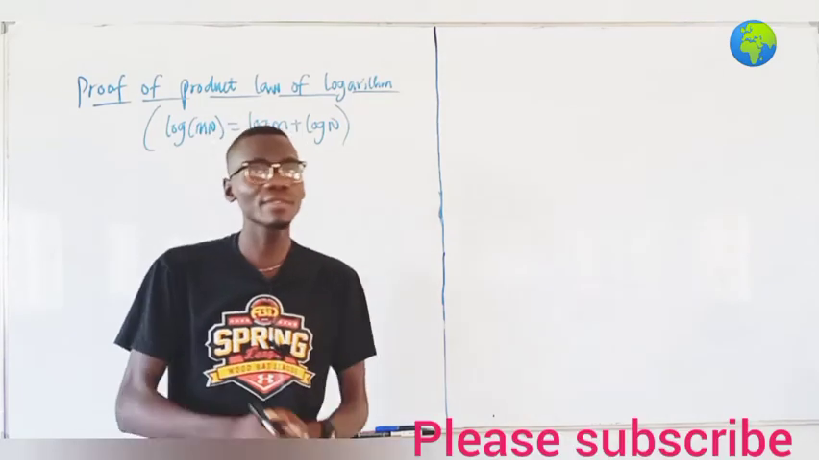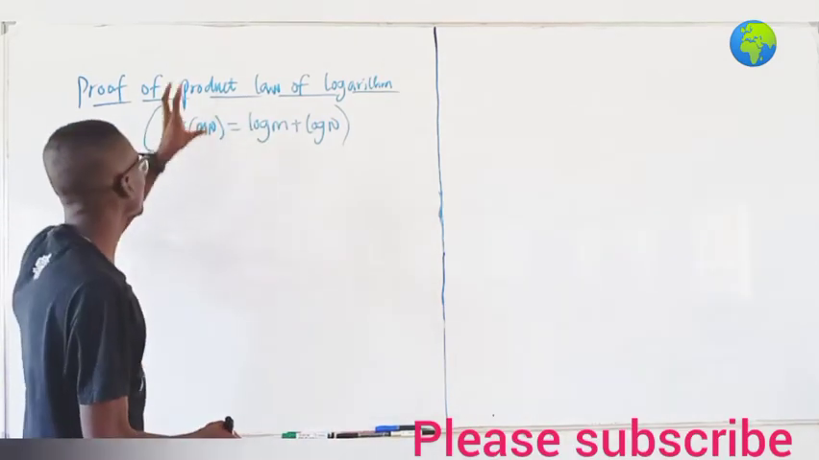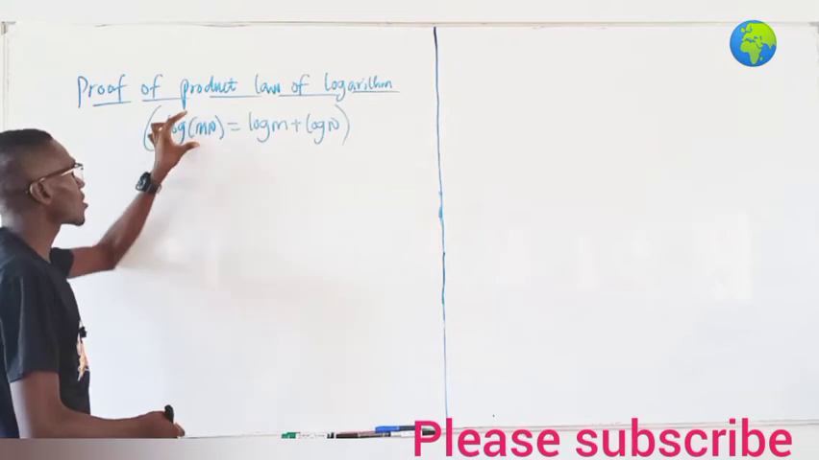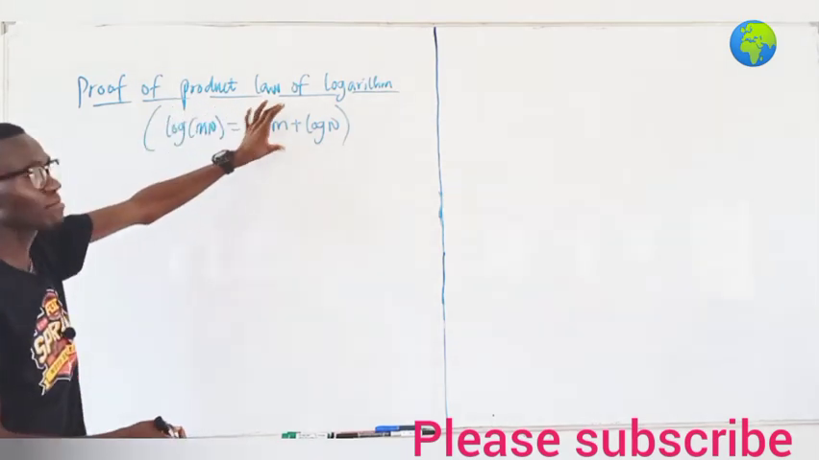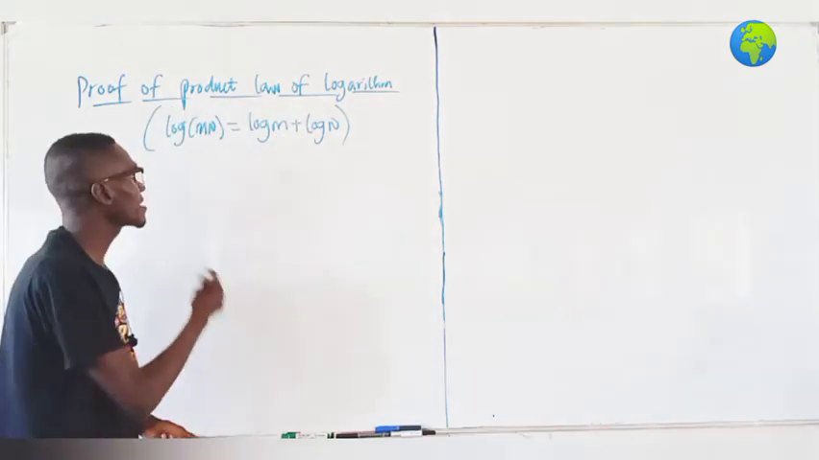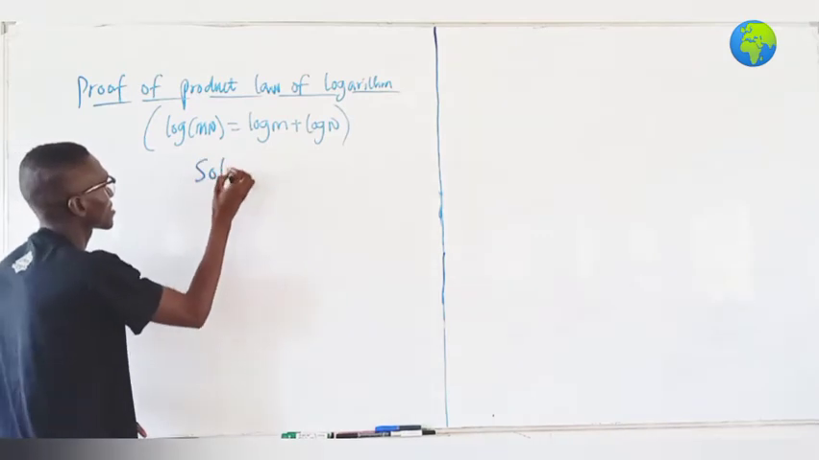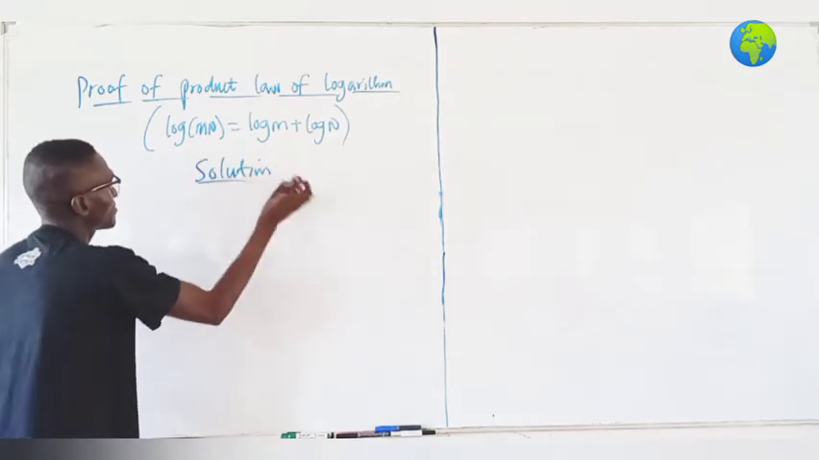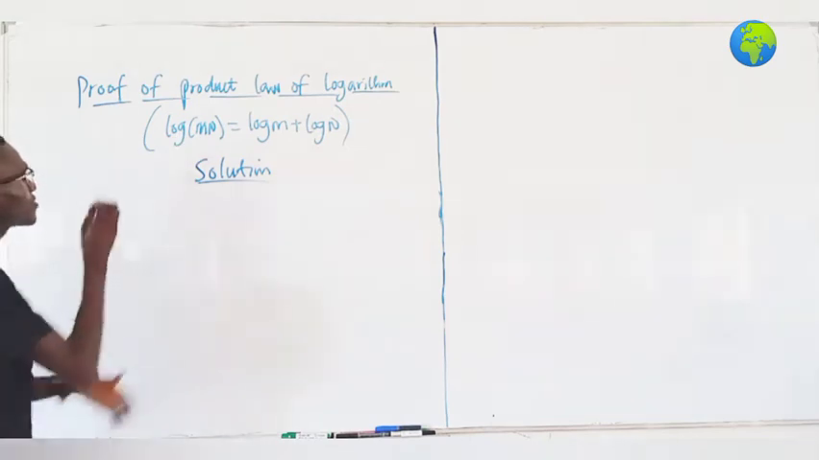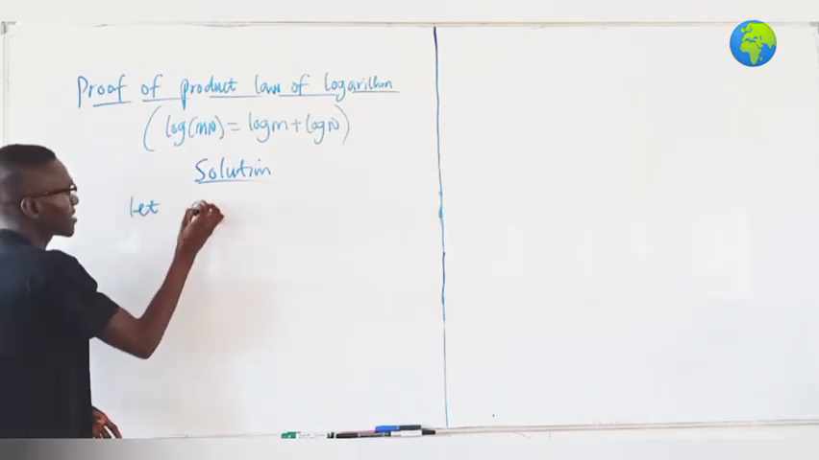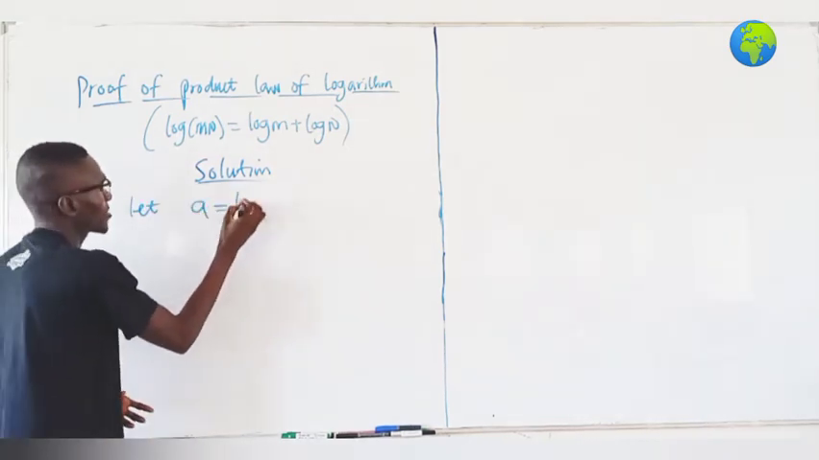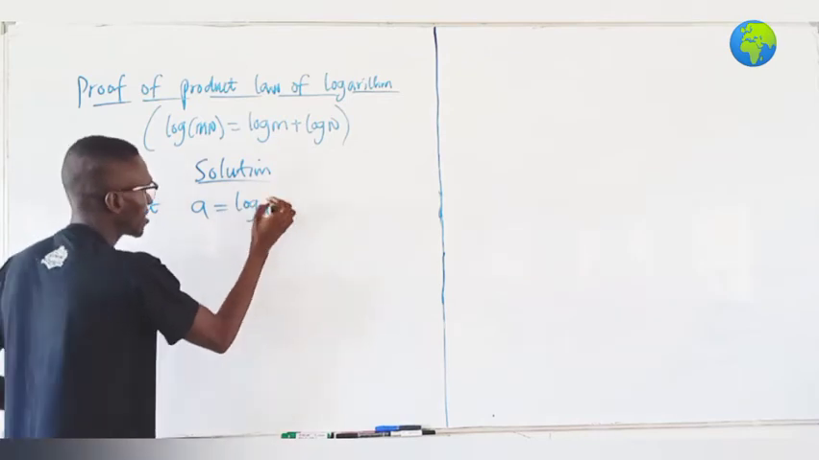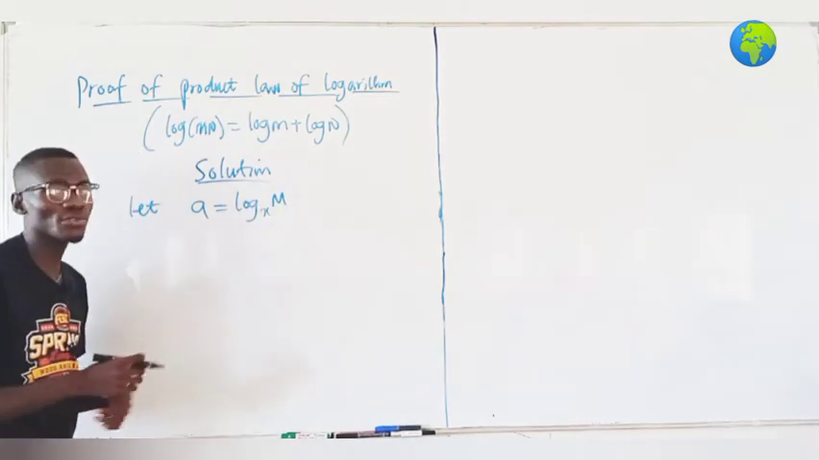Hi viewers, as promised, today we'll be proving the product law of logarithm, which is log of mn is equal to log of m plus log of n. How do we prove this? Let's start immediately. Let's say a certain number a is equal to log of some base x of m. This is just an assumption, right?